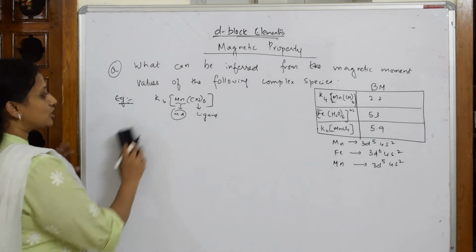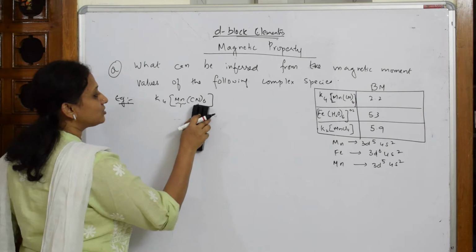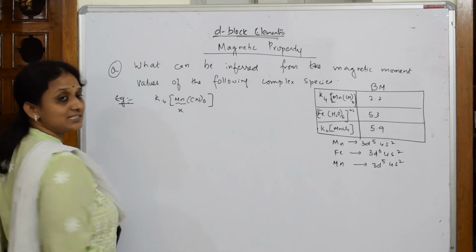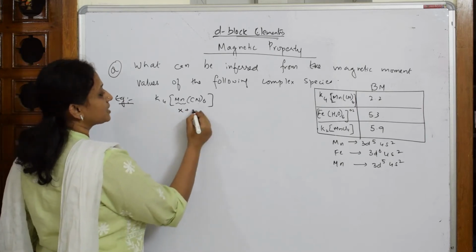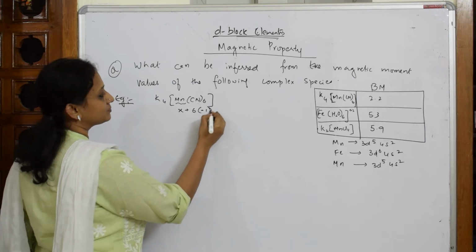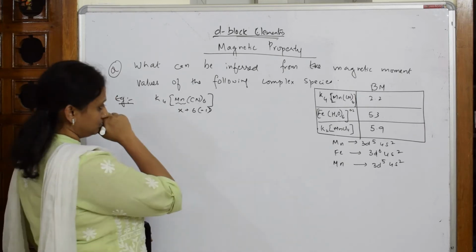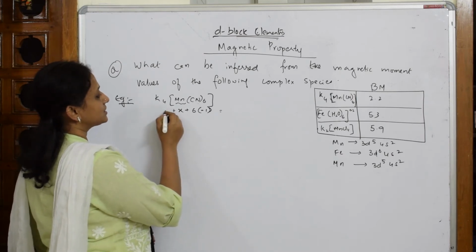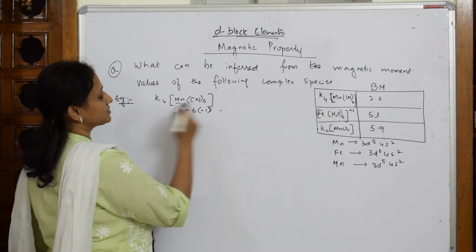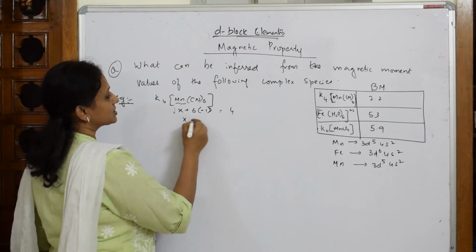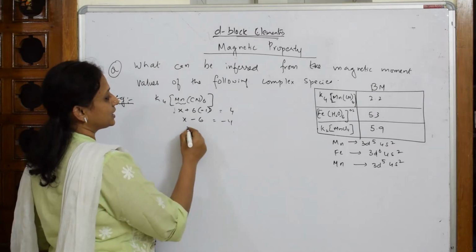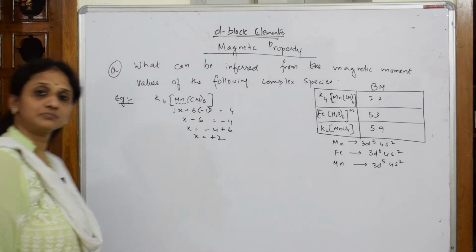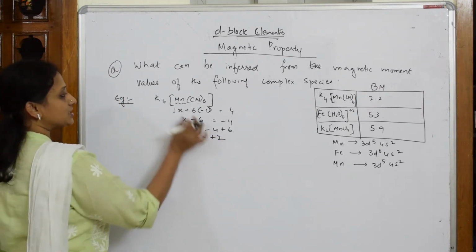As soon as such a complex is given to you, first try to calculate the oxidation state. Manganese is X plus 6 into minus 1. Now your K is also there, you have to write that also, so 4. Solve this: X plus 4 minus 6 is equal to 0, so X is equal to plus 2. Now this is your oxidation state for manganese.